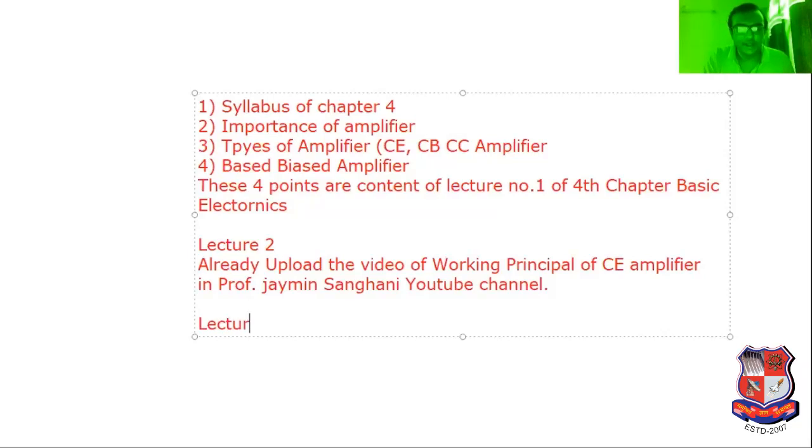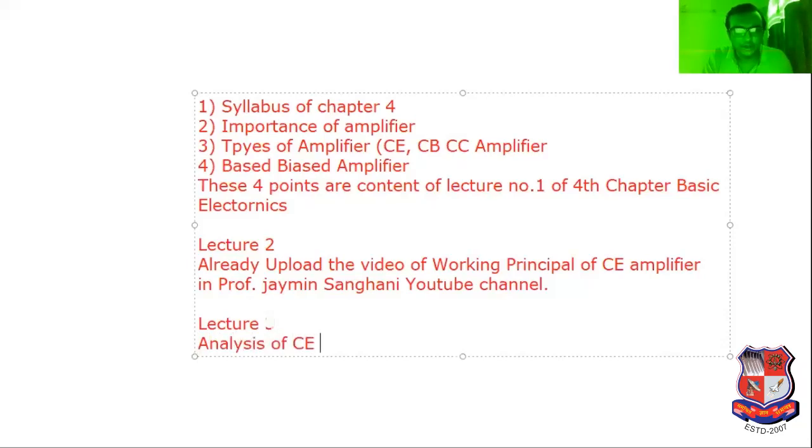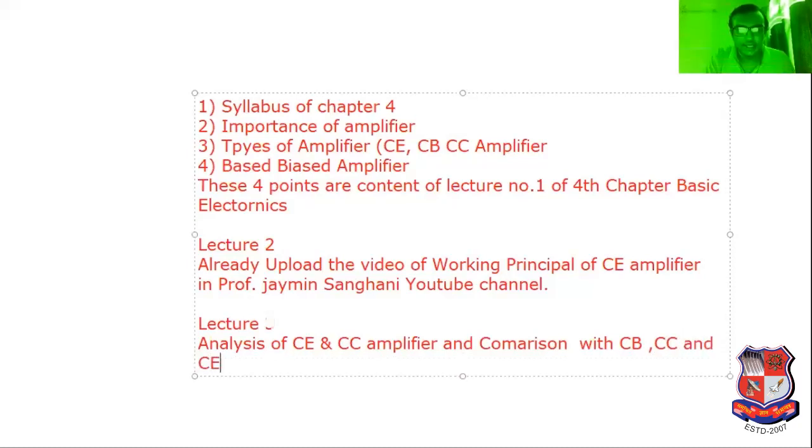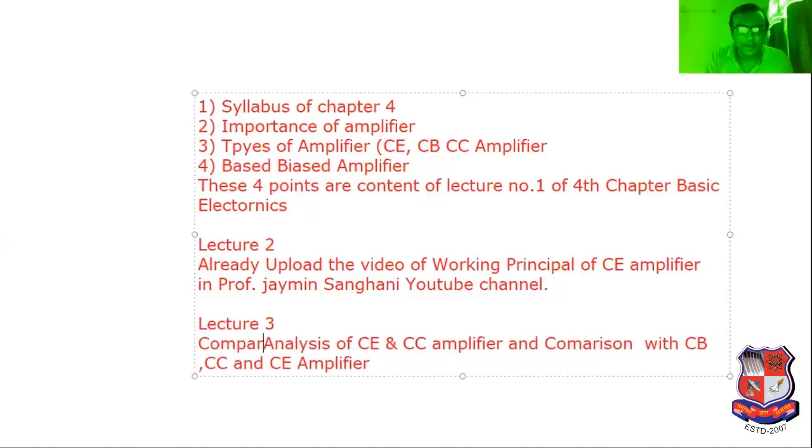Now, what is the content of lecture number 3 that I will discuss in the next lecture? Analysis of common emitter, common collector amplifier, and comparison of CB, CC, and CE amplifier. In these three lectures, this entire chapter will be complete.